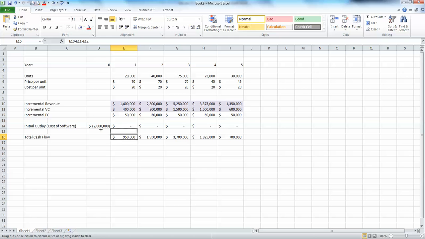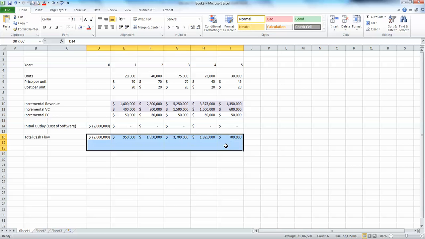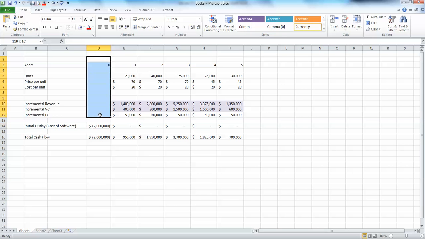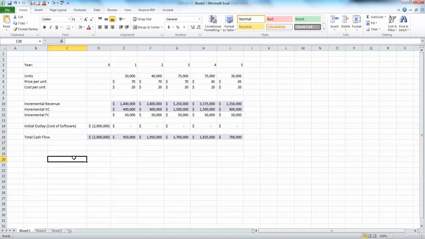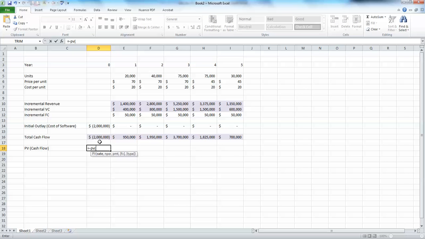Drag this formula over, so our total cash flow is equal to our initial outlay times zero, and then your incremental revenue minus incremental variable cost minus incremental fixed cost for every single year. And this is a formula, so I'm going to highlight those. And then we need to take the present value for cash flows. So negative PV, so when you start your present value formula, you always do negative.